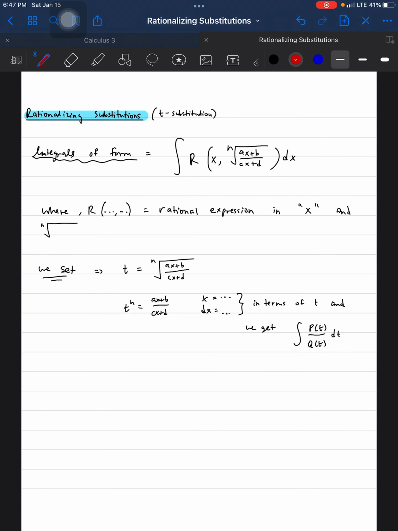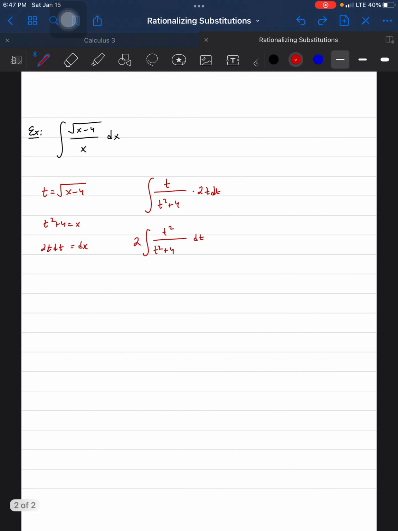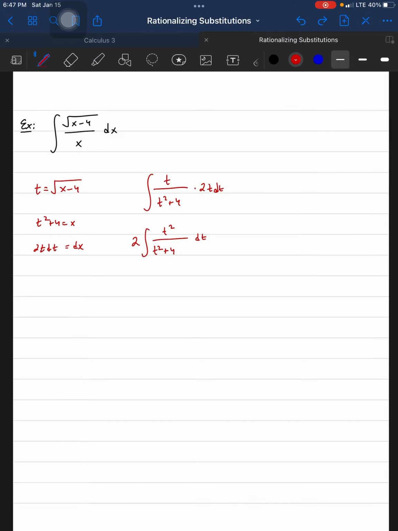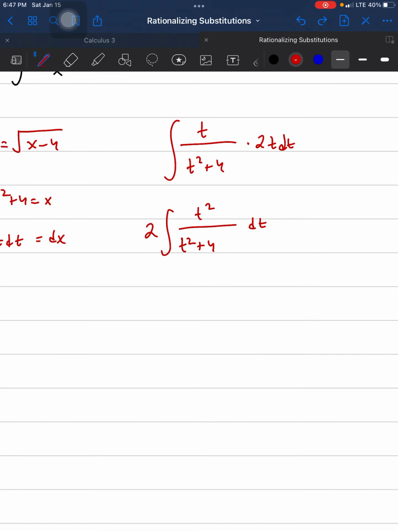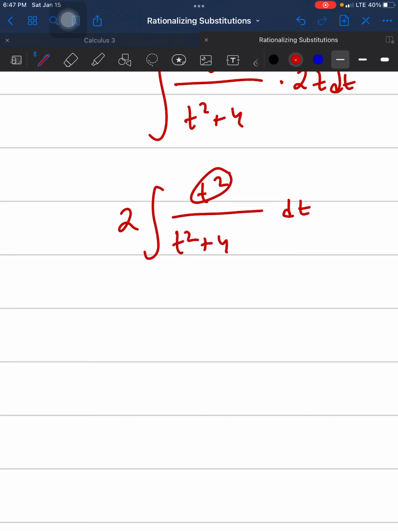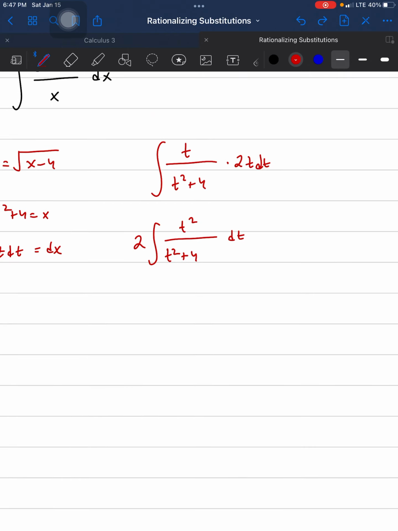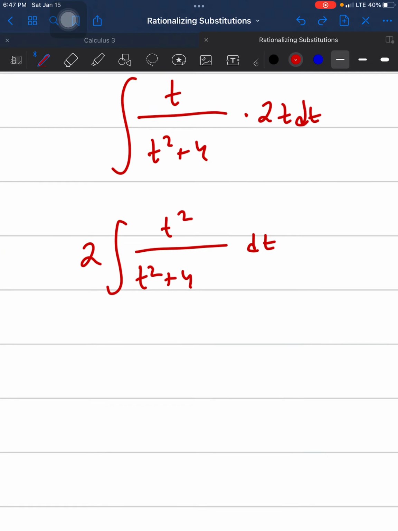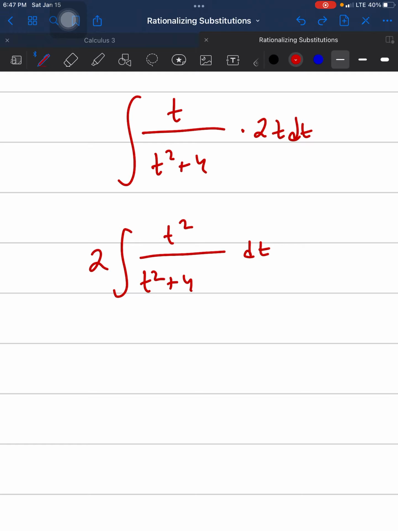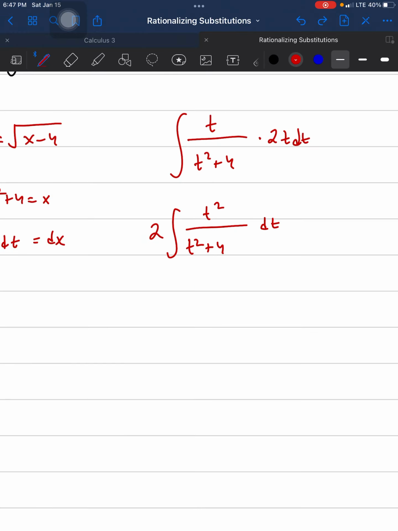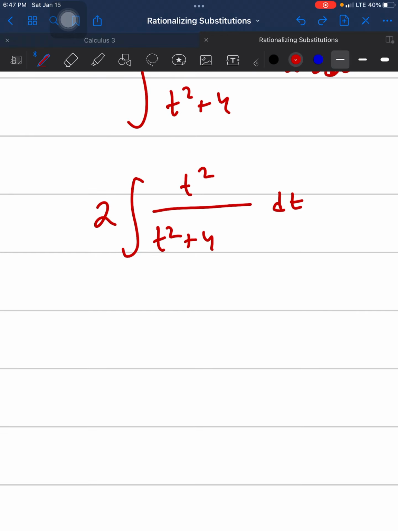So what was the definition saying? It says once you set t equal to whatever the root is, we're going to end up with a rational function which we can easily integrate. So there are 2 methods we could use. We could divide t squared by t squared plus 4, or we could do a little trick method where we add a plus 4 minus 4 and then split the integral. I'm going to do the trick method because it's a lot easier.